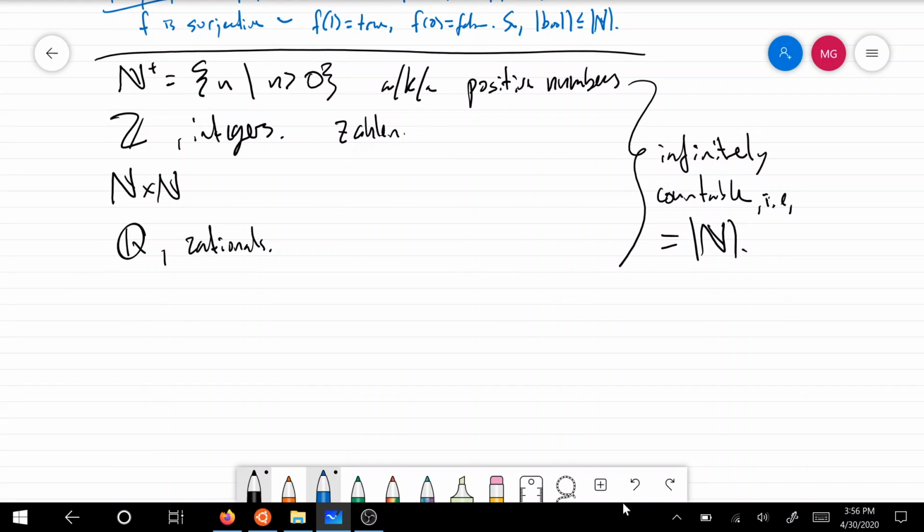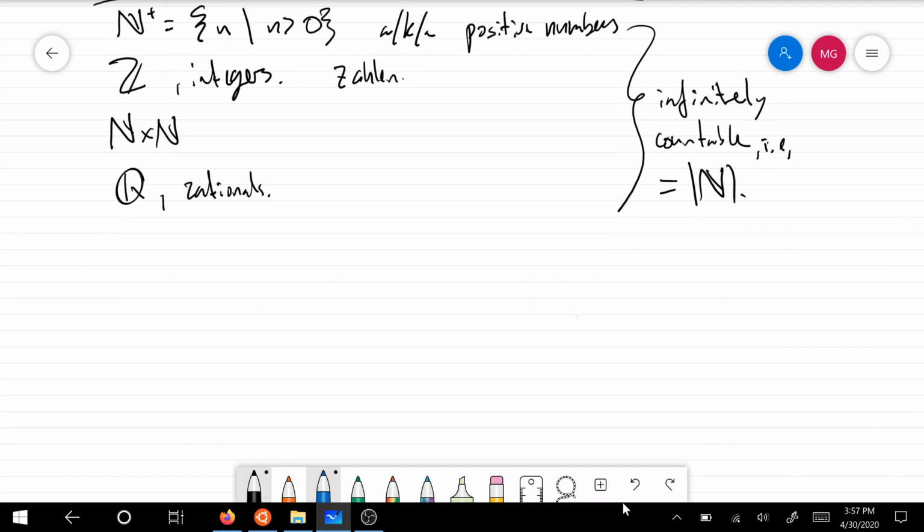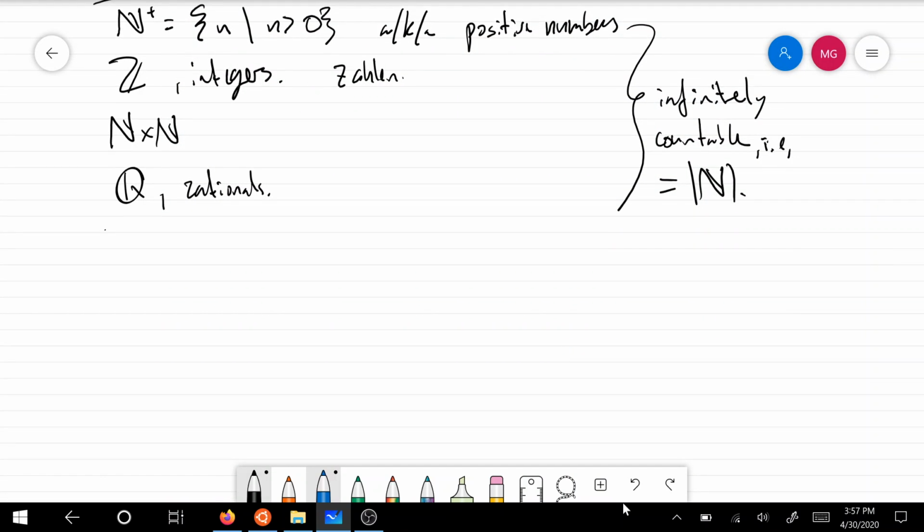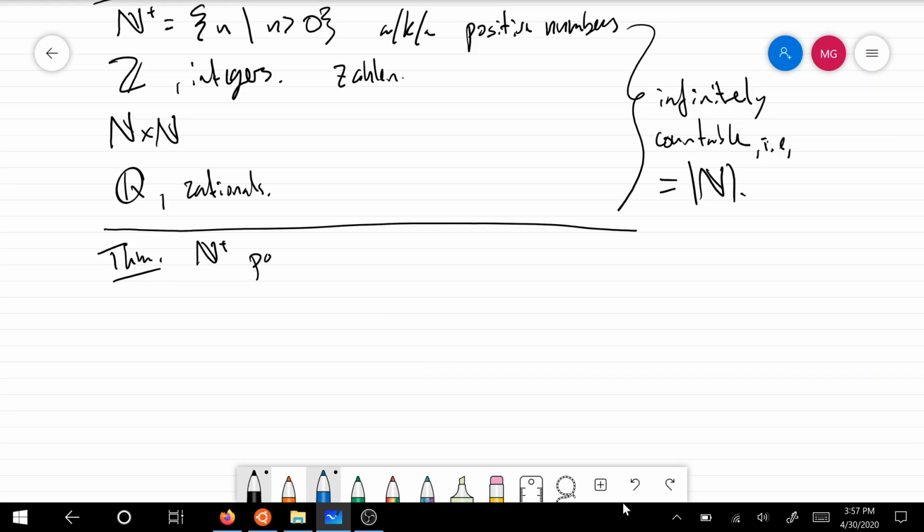So I'm going to try to go through each one slowly, which means this video isn't going to be the absolute shortest possible, but I'm hopeful that this will give you all the tools you need to think clearly about this and do the homework. Okay, so let's start with the theorem: n plus is infinitely countable. The positives are infinitely countable.